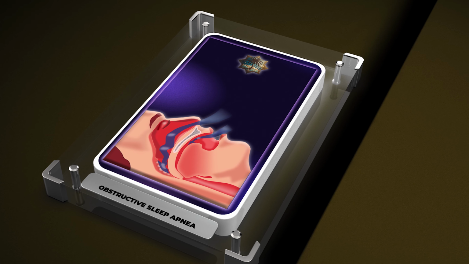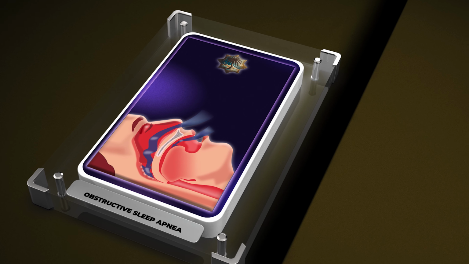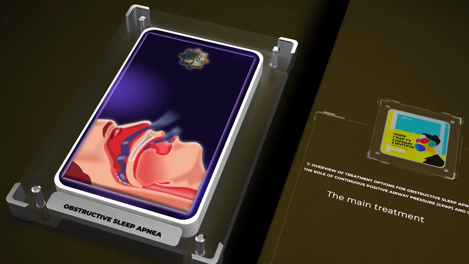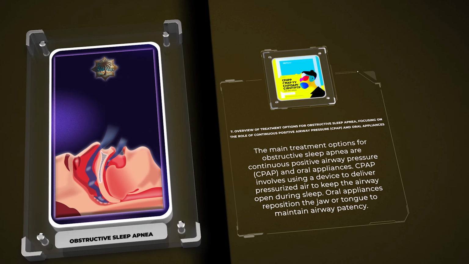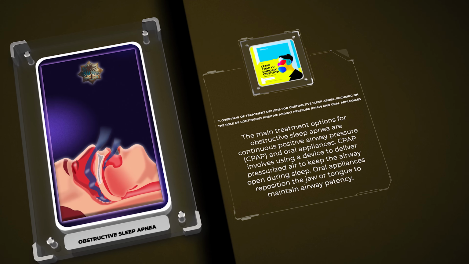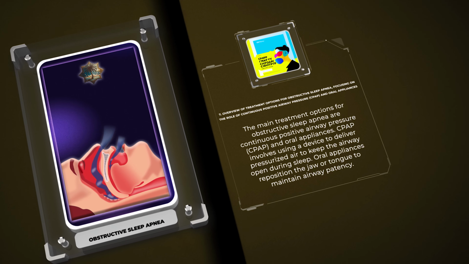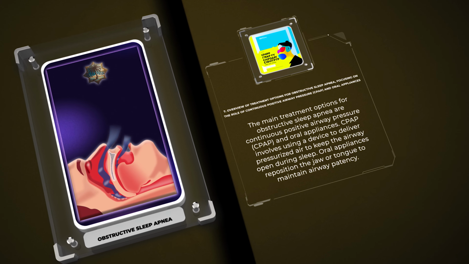The main treatment options for obstructive sleep apnea are continuous positive airway pressure, CPAP, and oral appliances. CPAP involves using a device to deliver pressurized air to keep the airway open during sleep. Oral appliances reposition the jaw or tongue to maintain airway patency.